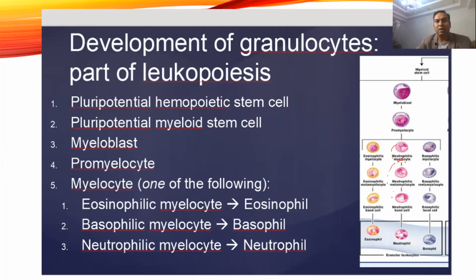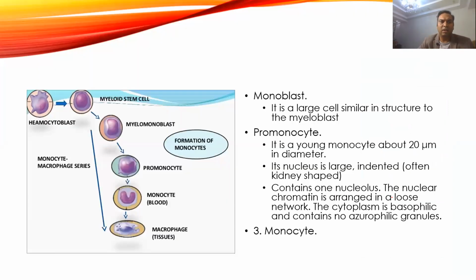Similarly for the basophil. Then they differentiate and are stored in the bone marrow, and whenever we require, they are released from the bone marrow. Okay. Then come to the monocytes.